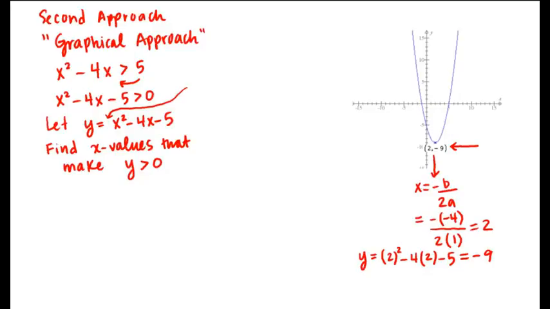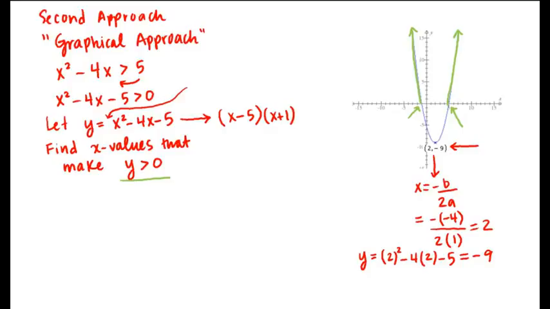Now remember, we want to find the x values that make y greater than 0. Y will be greater than 0 above the x-axis here on these green pieces. So what we need to do is to determine what x values will land us on those green pieces, which means we need to find these x-intercepts here. And we can do that by factoring. What does this factor into? It factors into x minus 5 times x plus 1.